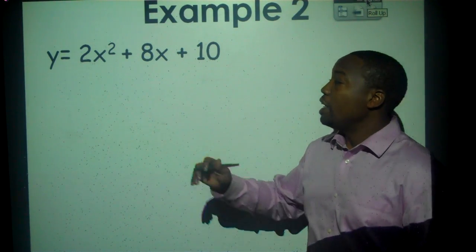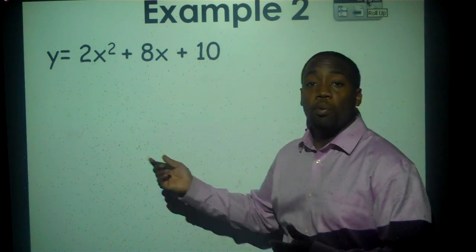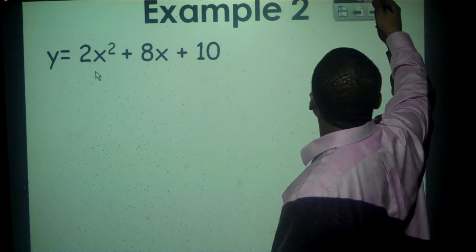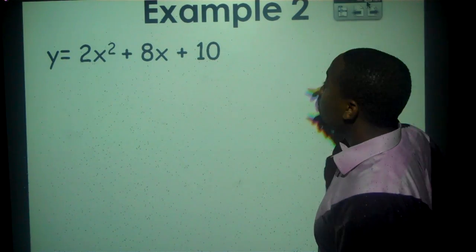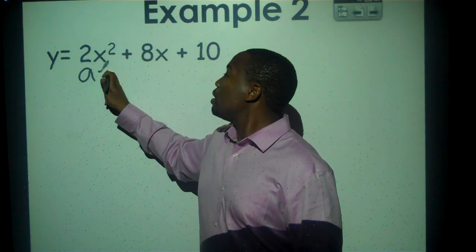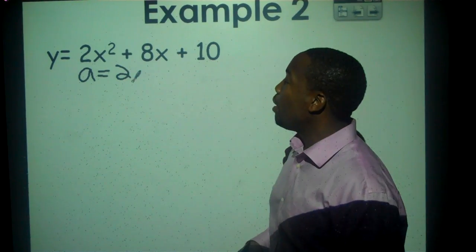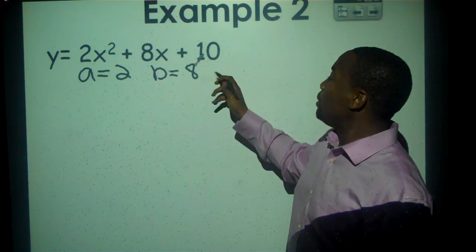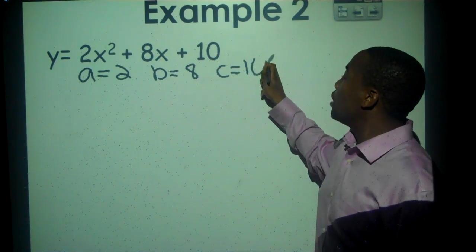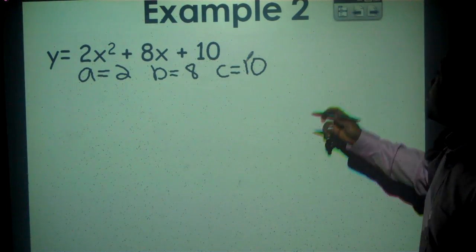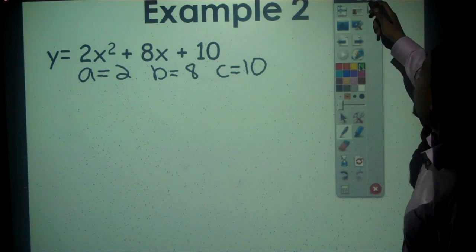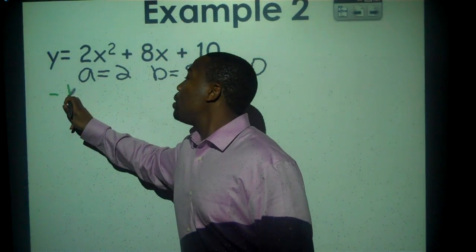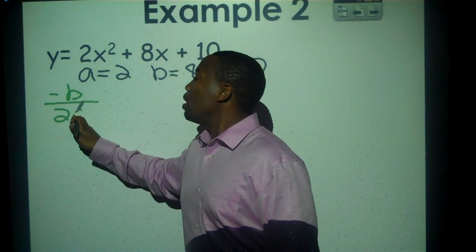Step 2, I need to figure out what my values are. What are my values? I've got to go to the pen, guys. My A is going to be equal to 2, right? My B is going to equal 8, and my C is equal to 10. That's my first step. Now, the next thing I need to do is use a formula. What's the formula again? Negative b over 2a.